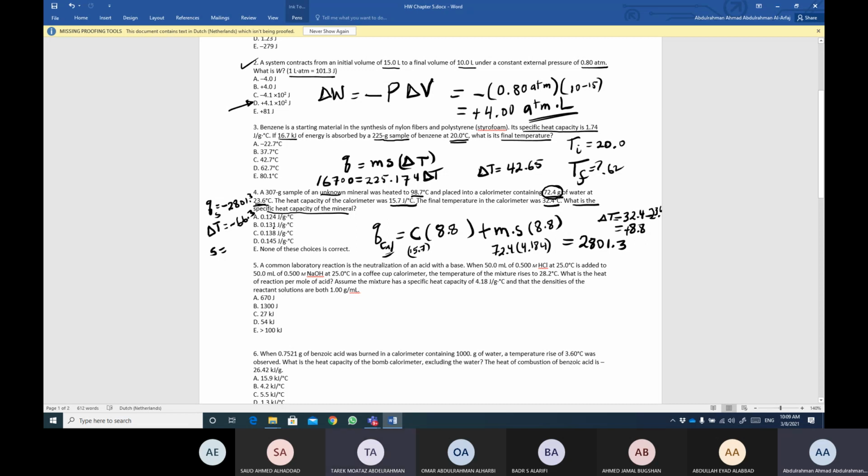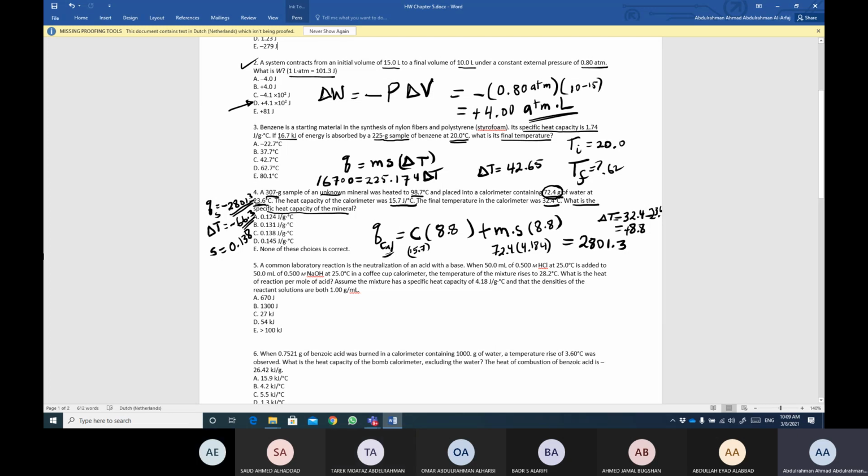Which is 0.138. Anybody got the same answer? Maybe what you should do, divide this number by 66.3, and of course the sign will go away, and then divide by 307, the mass of the sample, and you'll get the answer. Is this clear?